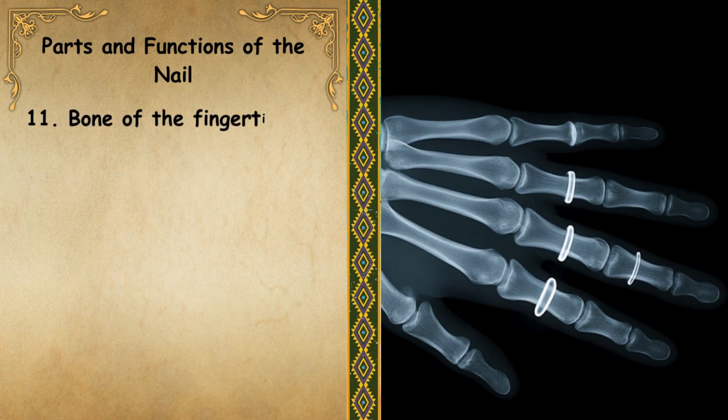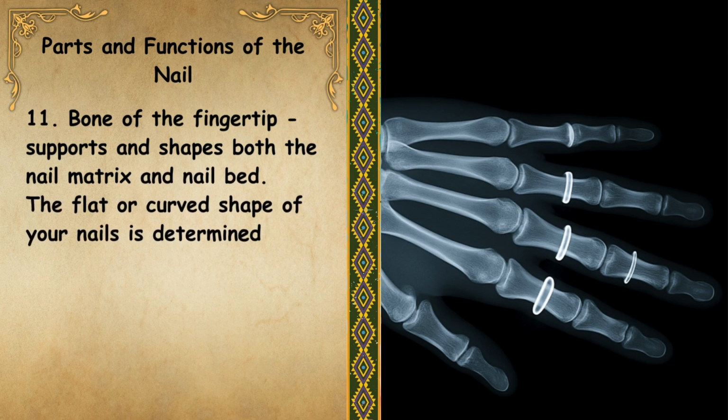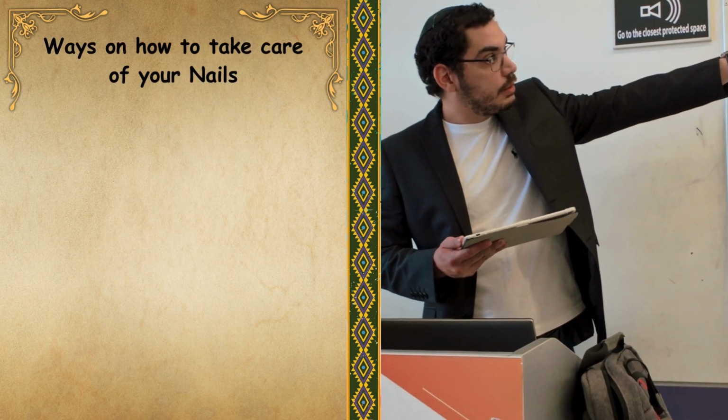11. Bone of the fingertip. It supports and shapes both the nail matrix and nail bed. The flat or curved shape of your nails is determined by the shape of your fingertip bone. And here are the ways on how to take care of your nails.